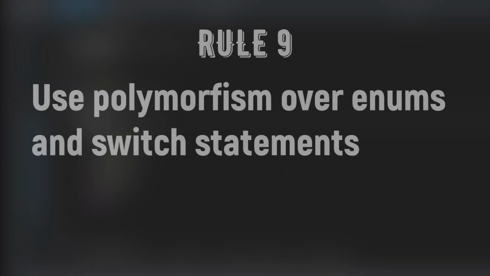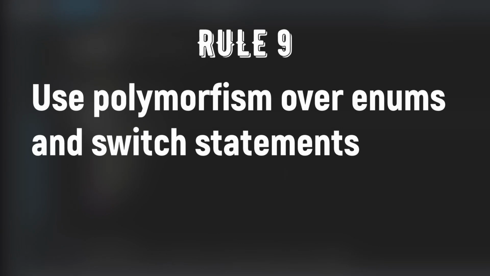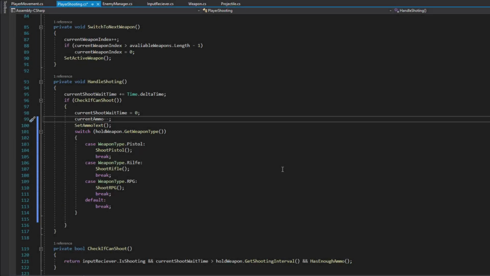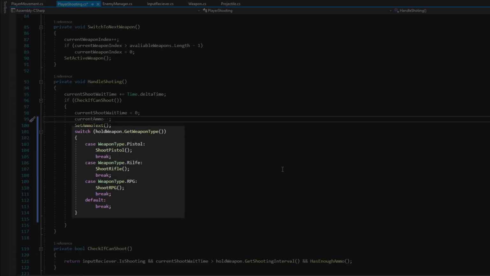Now it's time for rule number 9. Make use of polymorphism over enums and switch statements. In the handle shooting method in the player shooting class, we have a switch statement that, based on the weapon type, calls a different shooting method.